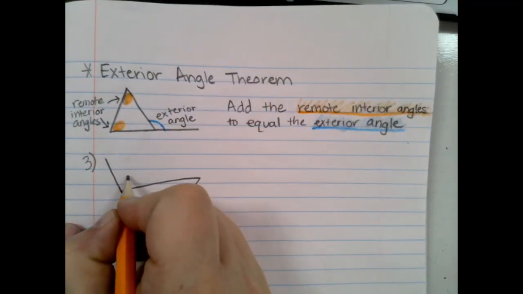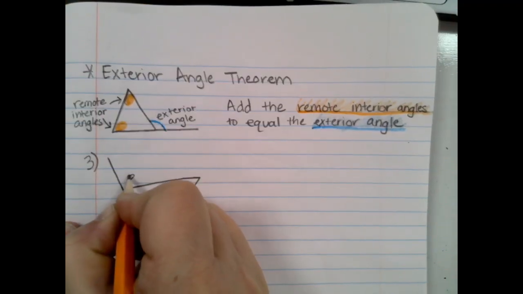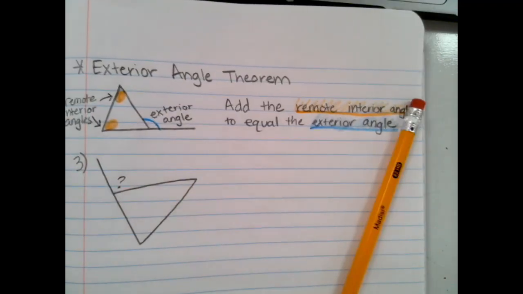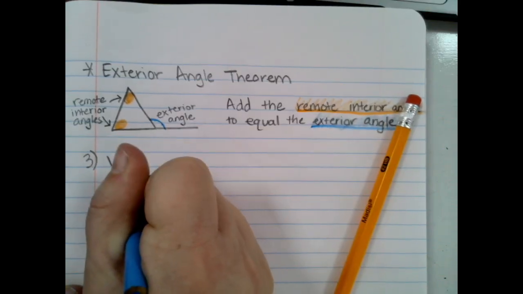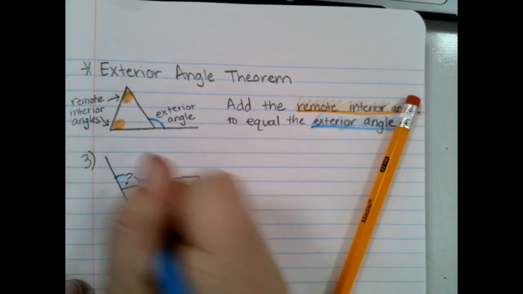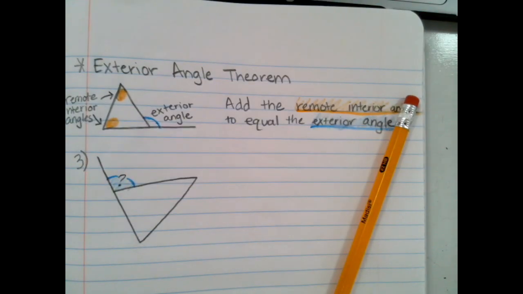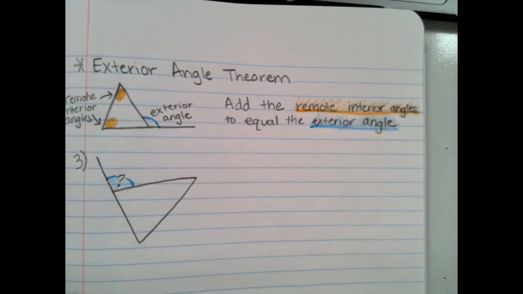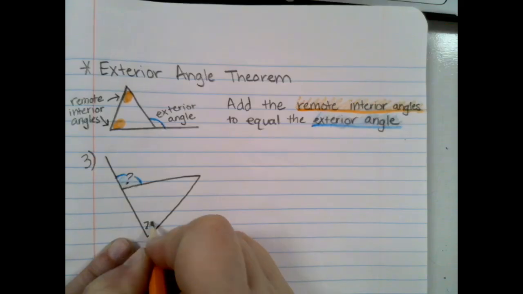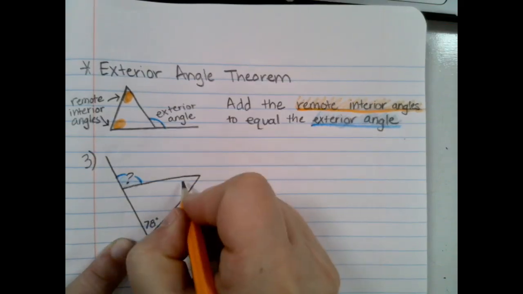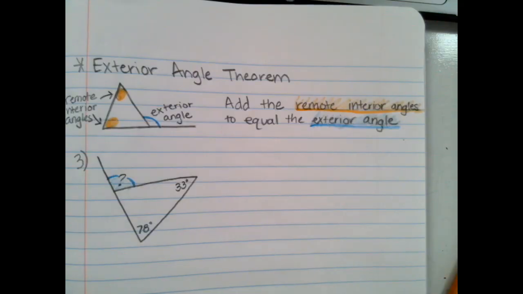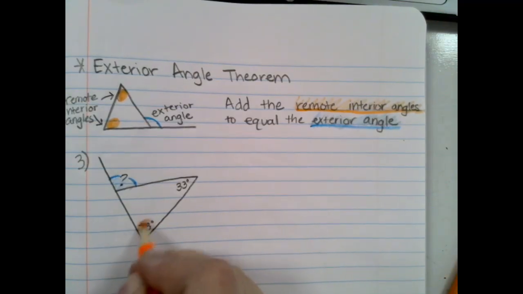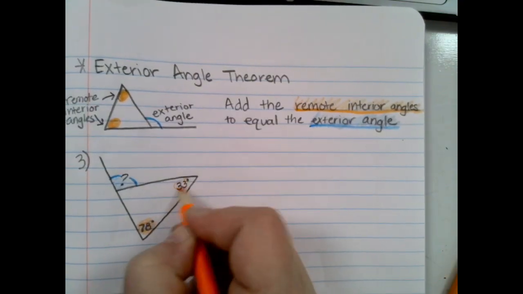And we're going to be missing the exterior angle, so that's going to be our question mark there. And then we know the inside angles here. This is going to be 78 degrees, and this one is going to be 33 degrees. So those ones are our remote. They're not touching that exterior one, so we can use those two.